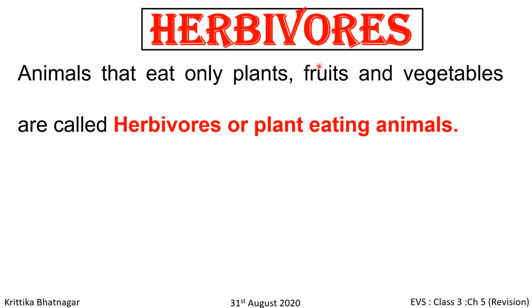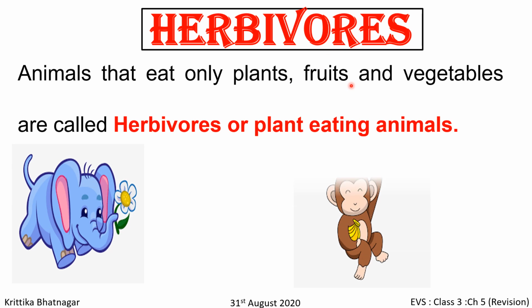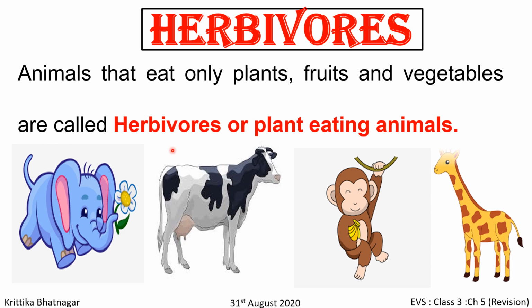Herbivores. Animals that eat only plants, fruits and vegetables are called herbivores or plant-eating animals. Some of the examples are elephant, cow, monkey, deer.